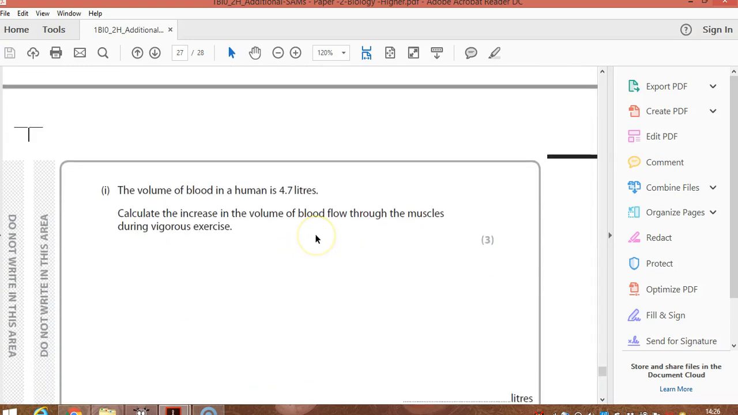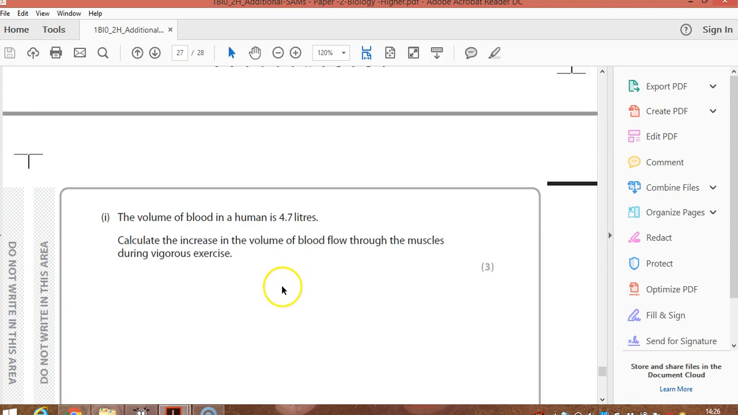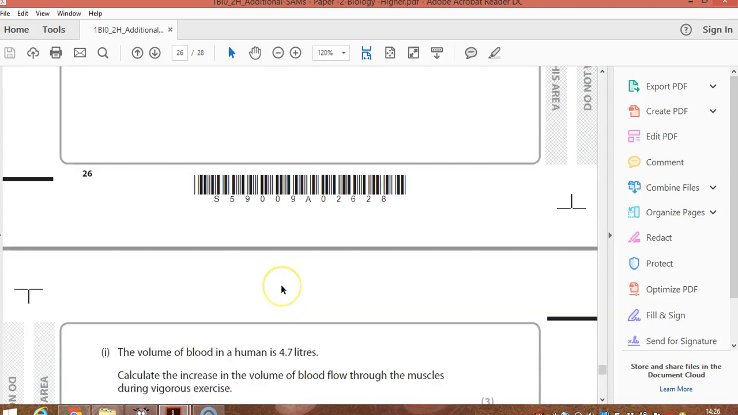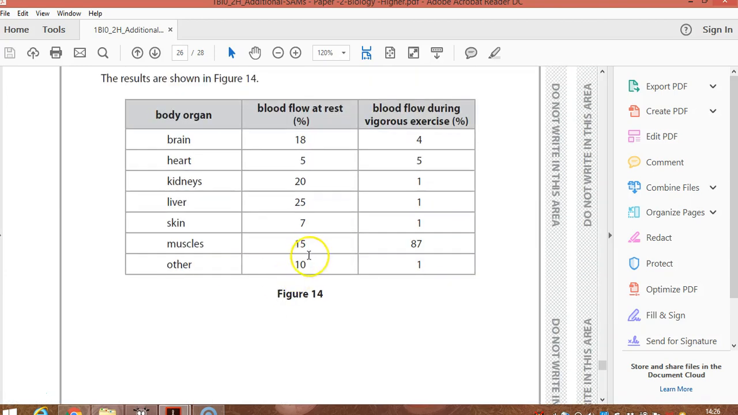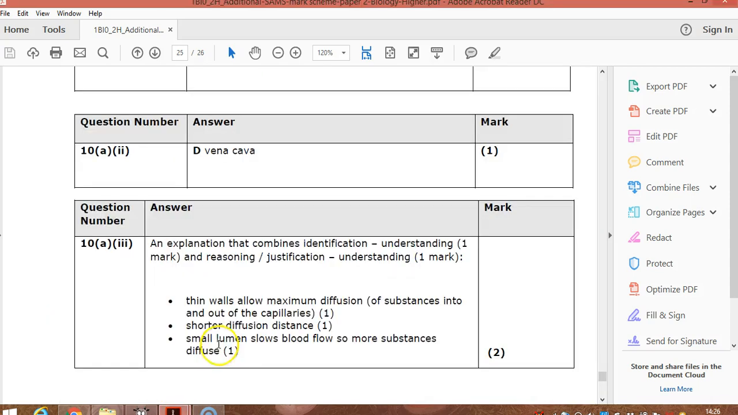The volume of the blood is 4.7 litres. Calculate the increase in volume of blood flow through the muscles during vigorous exercise. 3 marks. So it's 4.7 litres, and it goes from 15% to 87%. Off you go.